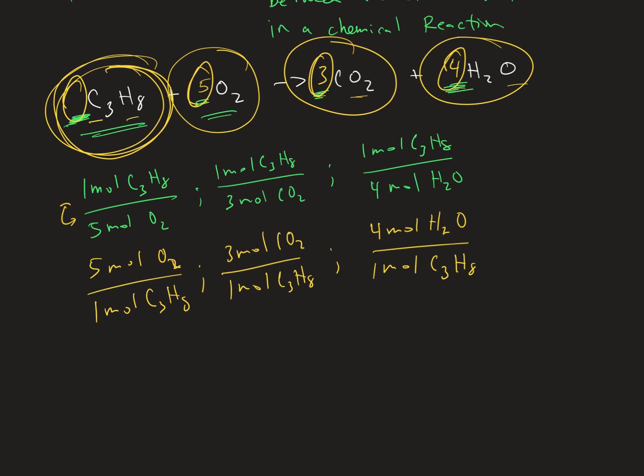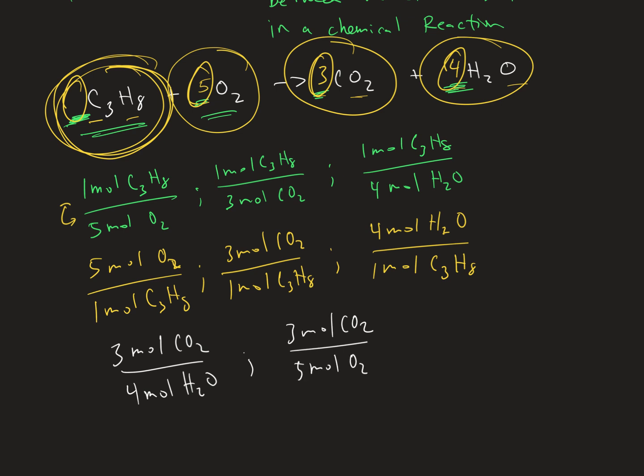Could we also say, for example, that for every 3 moles of carbon dioxide, you have 4 moles of H2O? We sure can. And we can flip that one, right? And we can also say for every 3 moles of carbon dioxide, we have how many moles of oxygen? And we can flip that. And the last one we didn't do is 5 moles of oxygen to every 4 moles of water. And we can flip that. So we have a total of 12 conversion factors in this chemical reaction.